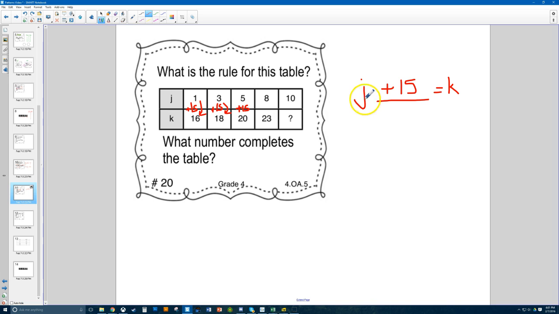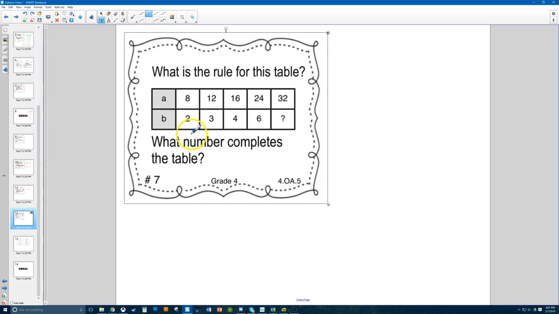So I could take whatever J is and add 15 to it, and I'm going to get K. So in this case, K must be equal to 25. And let's look at this rule, or this table. What is the rule for this table? What number completes the table?